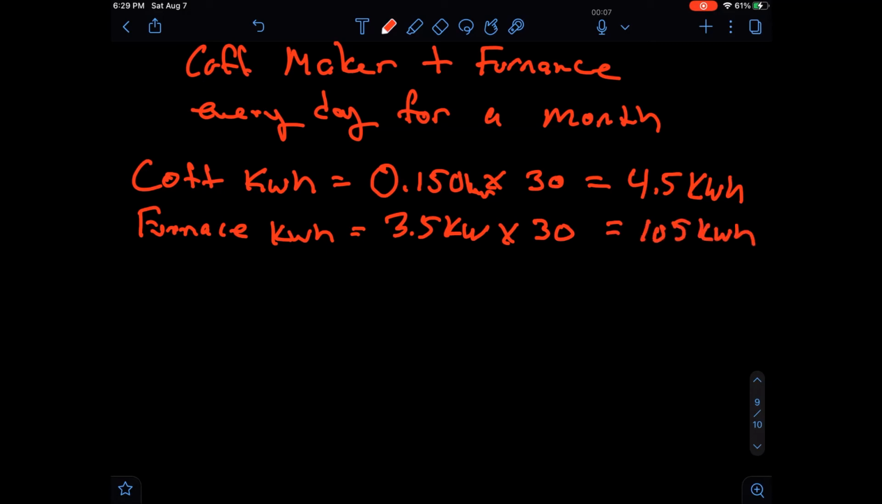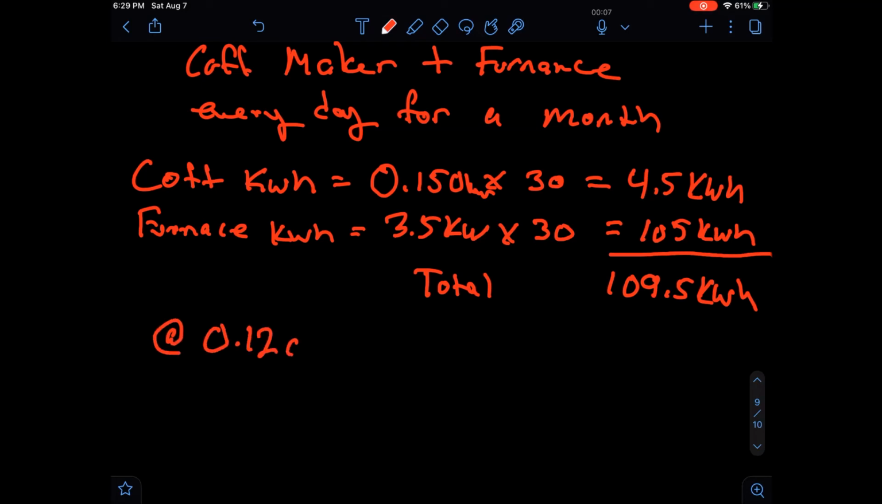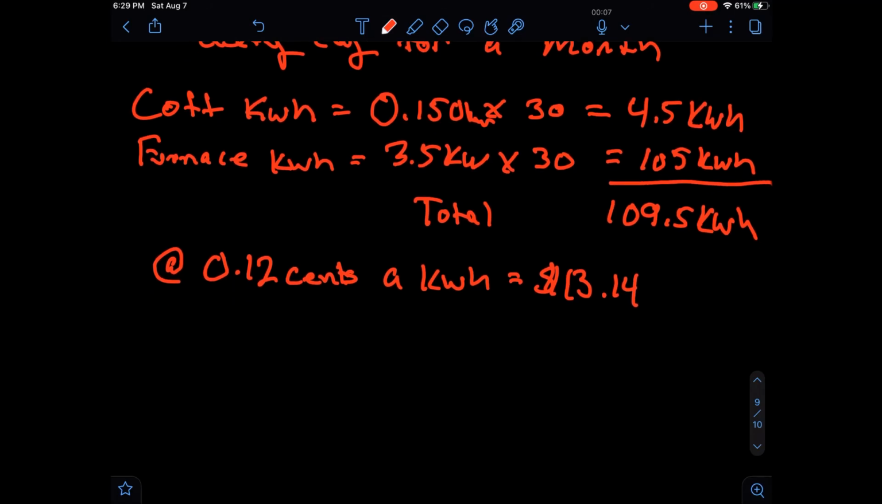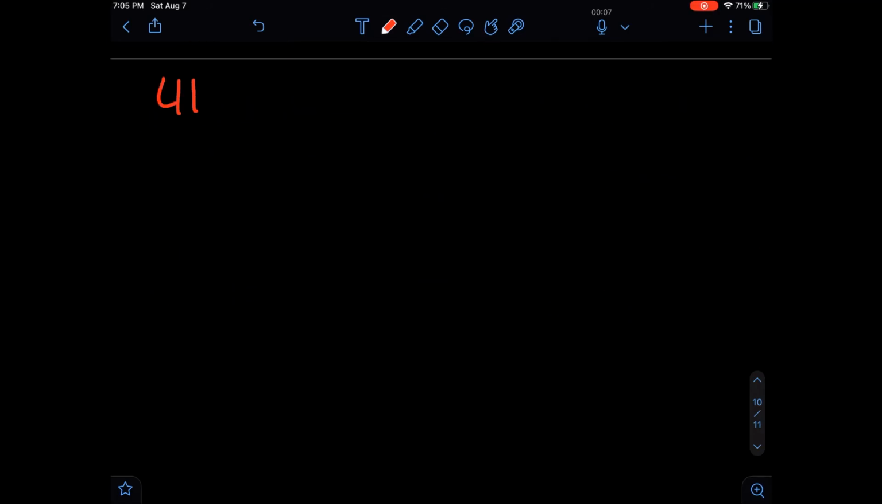Now, if I want to know what they are together, all I've got to do is simply sum them up, and that's how much energy running both of those will take. If I actually figure out what the cost is, I just multiply by my utility rate, which is 12 cents a kilowatt hour, and that comes out to be $13.14.